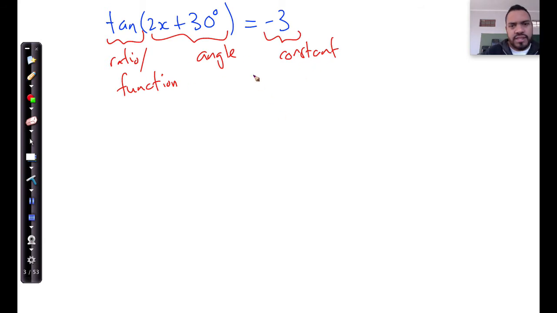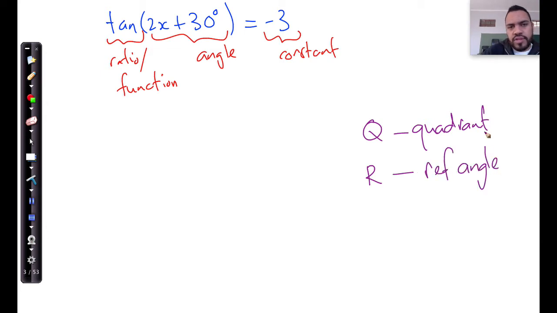So there's a method that is used for this. It is called the QRS method. Q for identifying the quadrant, R for determining the reference angle. In other words, it's the value of this angle over here. And then S for solving, for actually solving the trigonometric equation. So we're going to follow those exact steps.